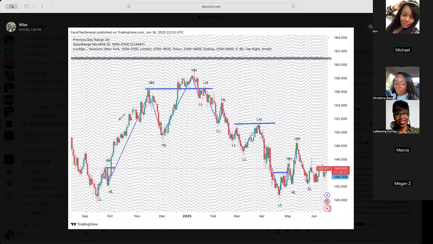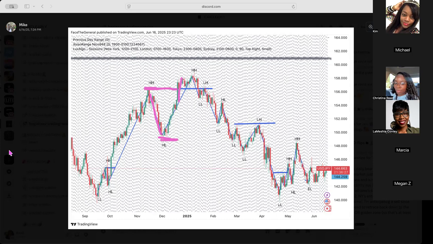Based on the daily, there was a market structure shift, and then price pushed up above the swing high. Now, with that being said, once you get a break of a high and then you get a pullback, and this is your high or low, once you get a break of a high, this becomes the higher low.